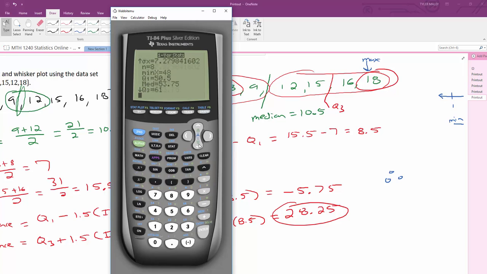If we keep going down, we can get the 5-number summary. I can get my minimum, Q1, my median, Q3, and the max. So this is how we can get these numerical summaries.